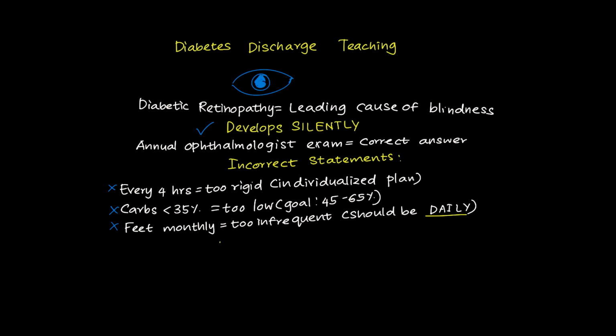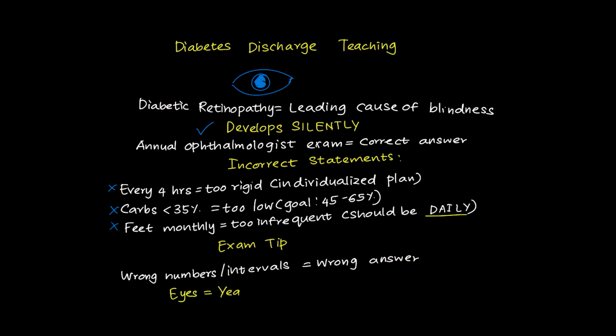Here's a WGU D455 exam tip for you. When a question asks which client statement shows correct understanding, eliminate the ones with wrong numbers or wrong time intervals first. Quick recall hook. Diabetes eyes equals yearly, feet equals daily.